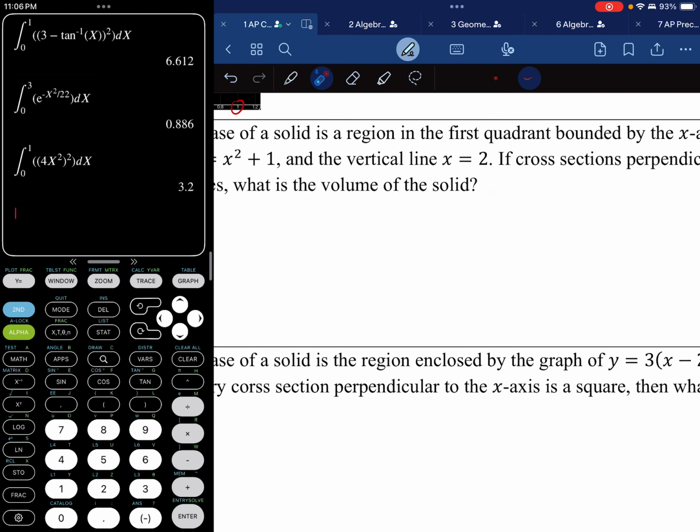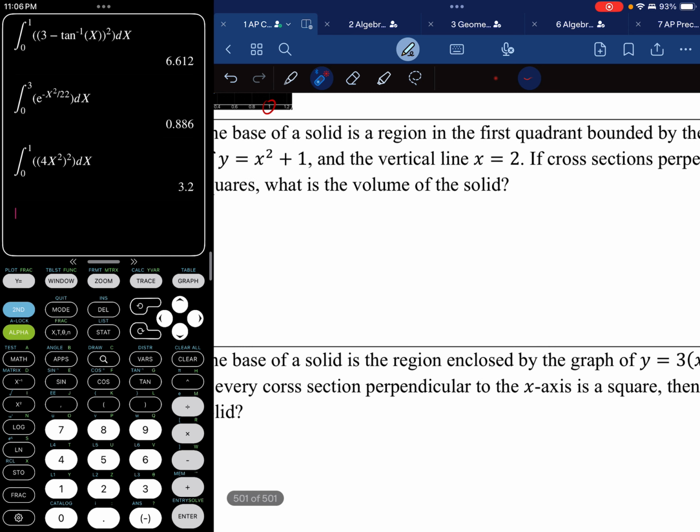I'm going to write this out without even needing a calculator to prove to you that I know what to do. You're going to do the integral. I know the bounds are between 0 and 2, and it's that function, x squared plus 1, that entire thing, quantity squared, dx. Done. That is the answer.